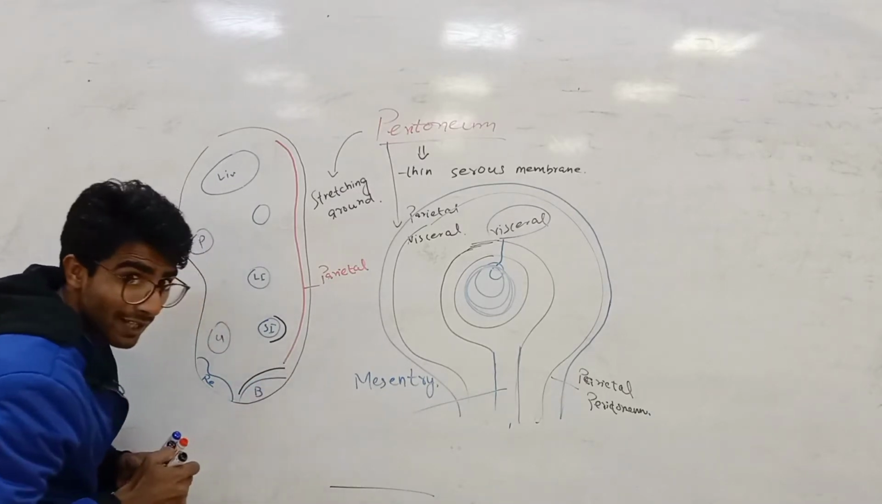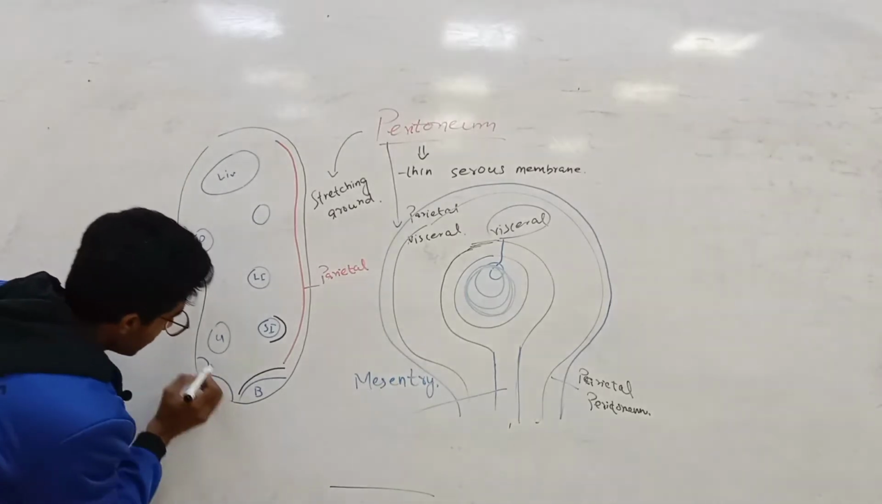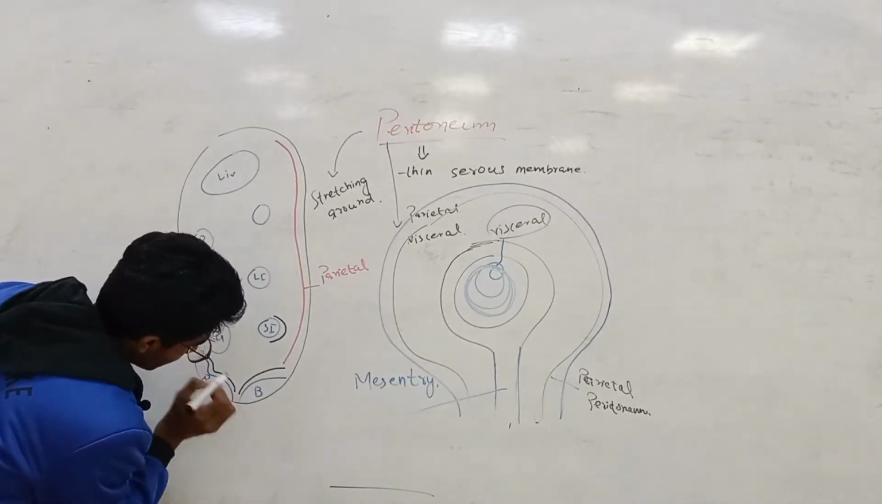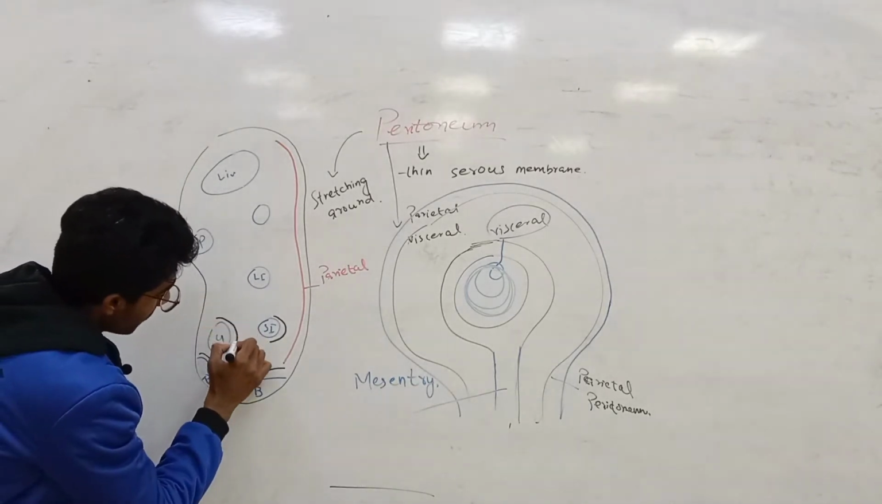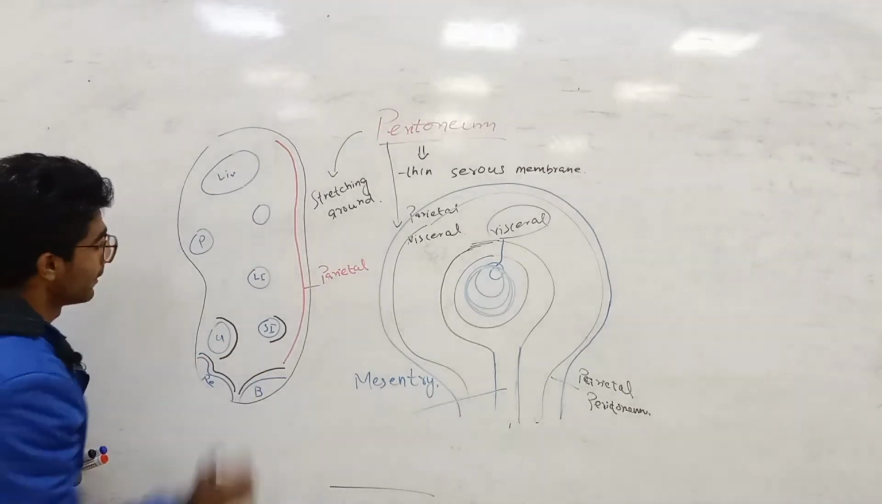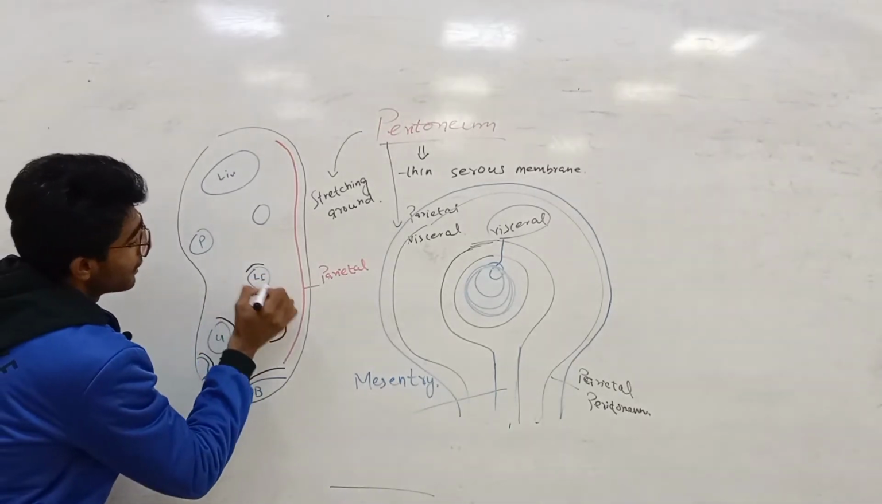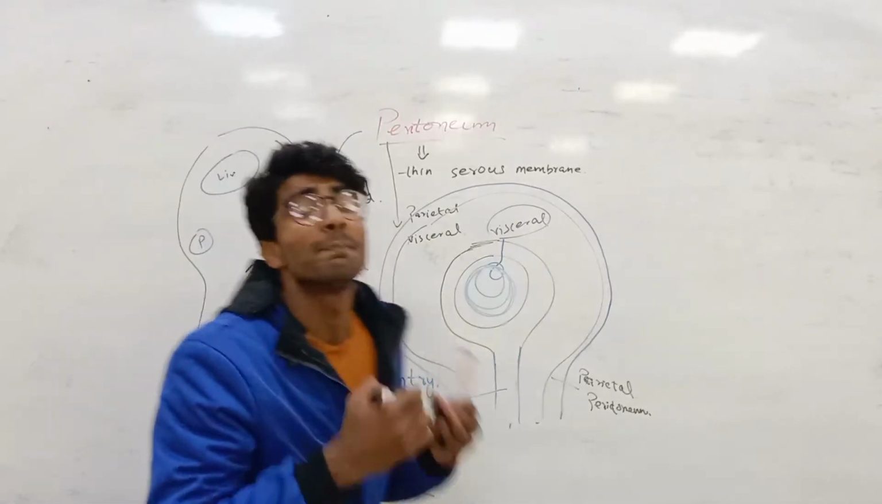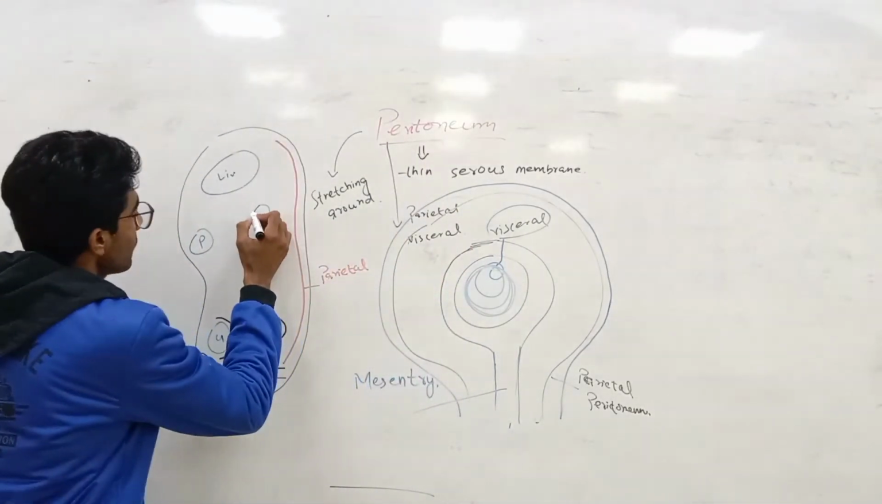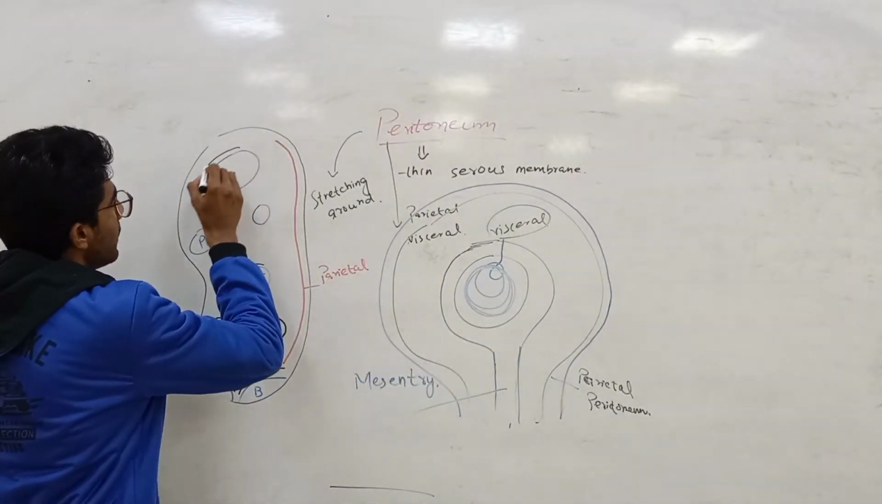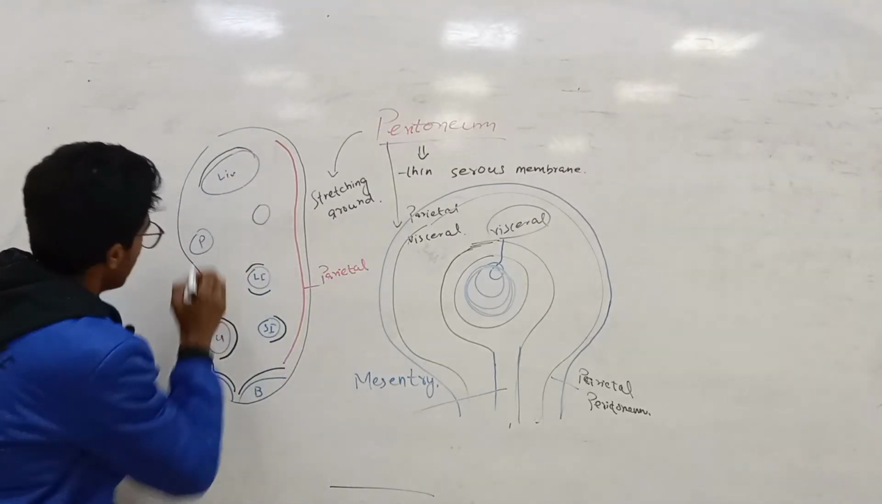The layer which always covers the organ, guys. This is called visceral peritoneum. Listen. Okay.